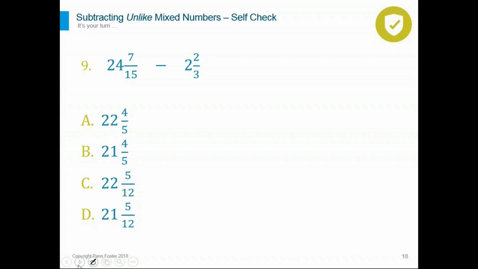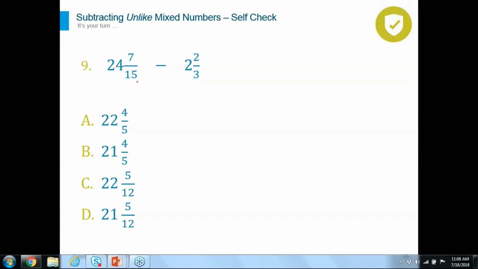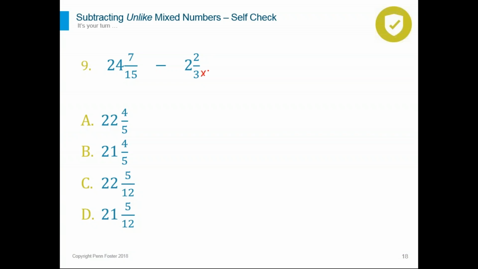Okay, let's do the question together. Again, two unlike fractions. One is a multiple of the other. Yes, 15 is a multiple of 3, times 5 and times 5. Change the second fraction only. So 24 and 7 over 15 is the same, minus 2 and 10 over 15. Now 7 minus 10, not doable. It's a borrow question.